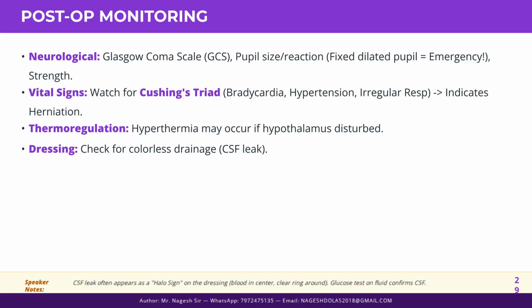Postoperative monitoring includes neurological checks using the Glasgow Coma Scale and pupil reactions, watching for a fixed dilated pupil, which is an emergency. Monitor vital signs for Cushing's triad, which indicates herniation, and watch for hyperthermia. Check the dressing for colorless drainage, which suggests a CSF leak.